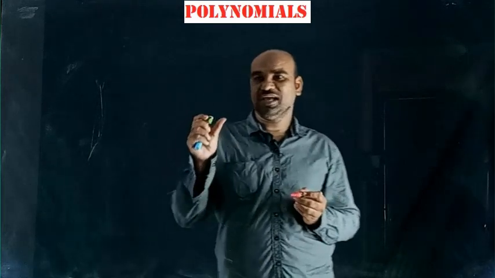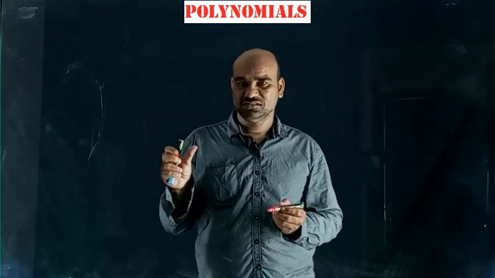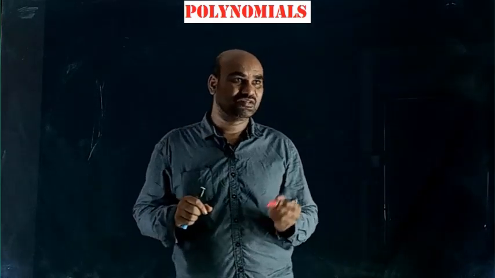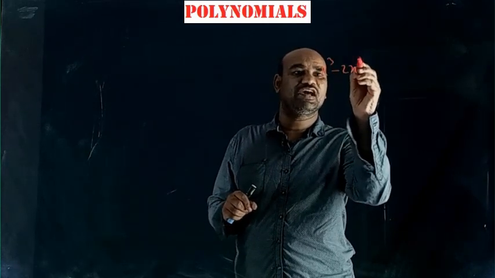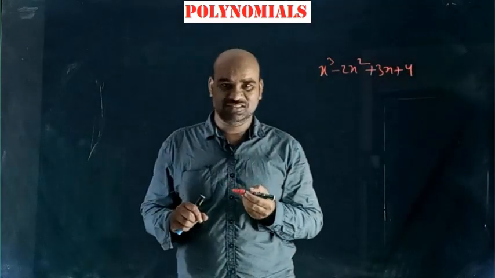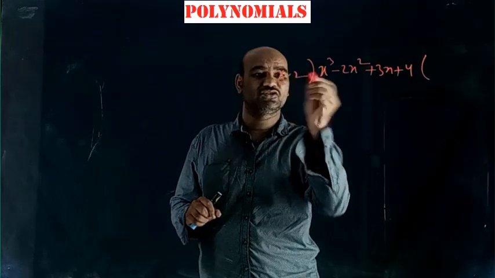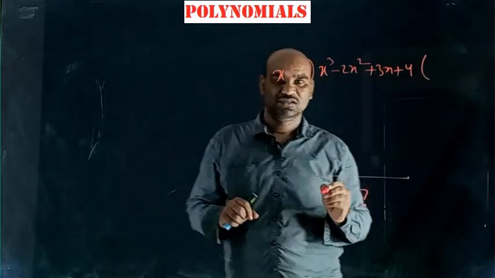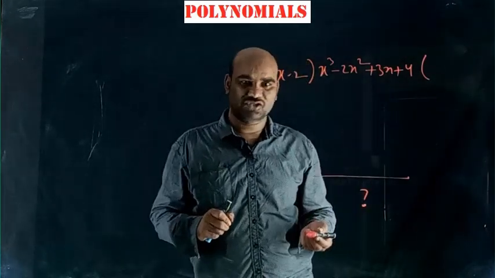Already I explained the definition of a polynomial, how to find its degree, and how to divide one polynomial by another polynomial, the division algorithm. For example, x cube minus 2x square plus 3x plus 4 is a polynomial in x. If this polynomial is divided by x minus 2, we need to find the remainder and quotient. You know the process. By using the long division method, you can find the remainder and quotient.